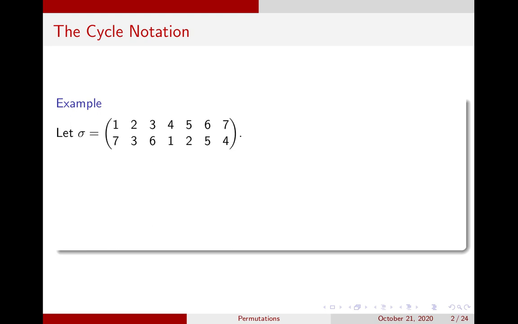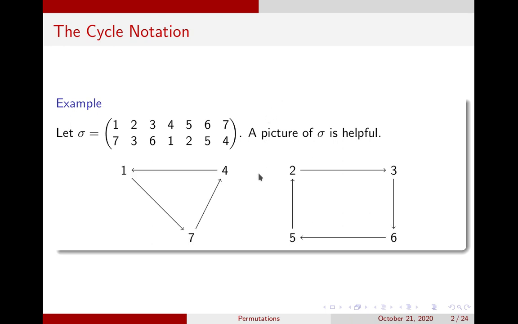So I'm letting sigma be the permutation you see on the screen here. It's in matrix notation. It's an element of S sub 7, and it's a permutation of the integers 1 through 7. Sigma of 1 is 7, sigma of 2 is 3, and so on. You remember how the matrix notation for permutations works. And we want to begin with a picture of sigma. Here's a picture that describes sigma fairly well.